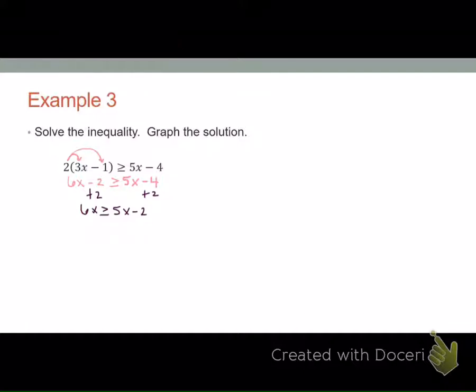Miguel, what would you do now? Add 5 to 6. Be careful, it's already positive, so the inverse of that is minus 5. There you go, minus 5x on both sides. We do not flip the inequality. You are not multiplying or dividing by a negative.